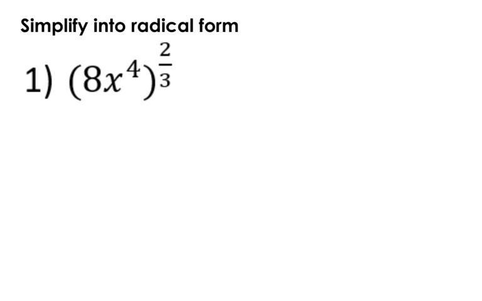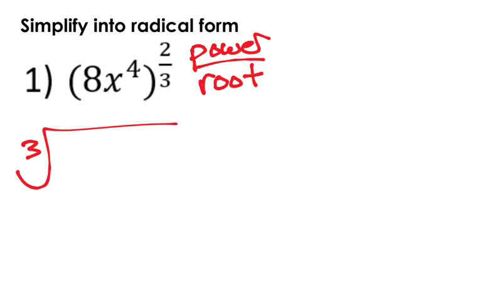All right, now for the explanation. Notice how we are putting things into radical form, and we currently have a rational exponent. So we have to first deal with some exponent laws and then do a little bit of power over root rewriting. The power is 2, the root is 3, so we're going to have the cube root and then the entire quantity of 8x to the 4th power.